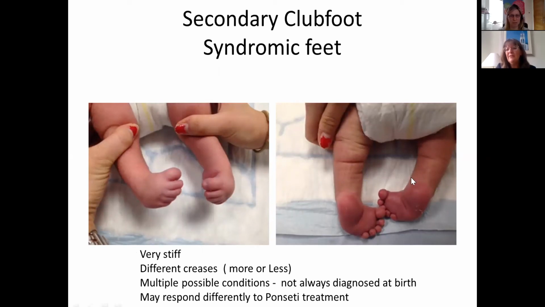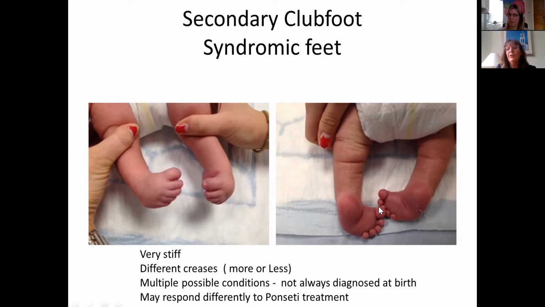So in this foot, you're not seeing really, really deep posterior creases. The medial crease is a little bit less defined. These are very, very stiff feet. So I've put here, they're very stiff, and really don't get much movement. If you were scoring them using the Pirani score, because there aren't the deep creases, they may not actually give you a score of 6 bilaterally. But yeah, these are very, very difficult feet to treat because they're stiff.